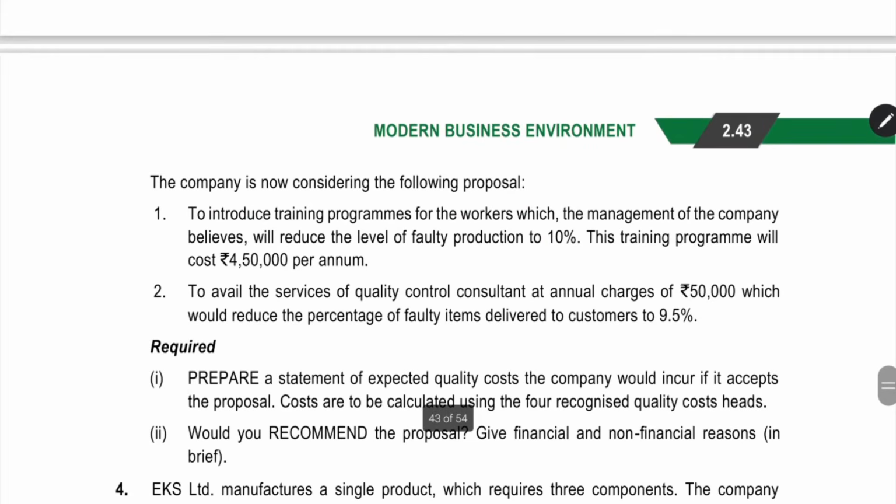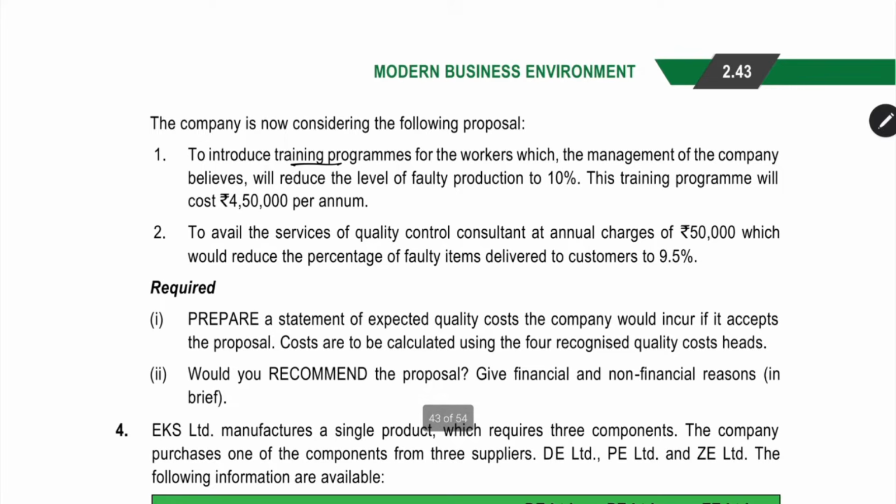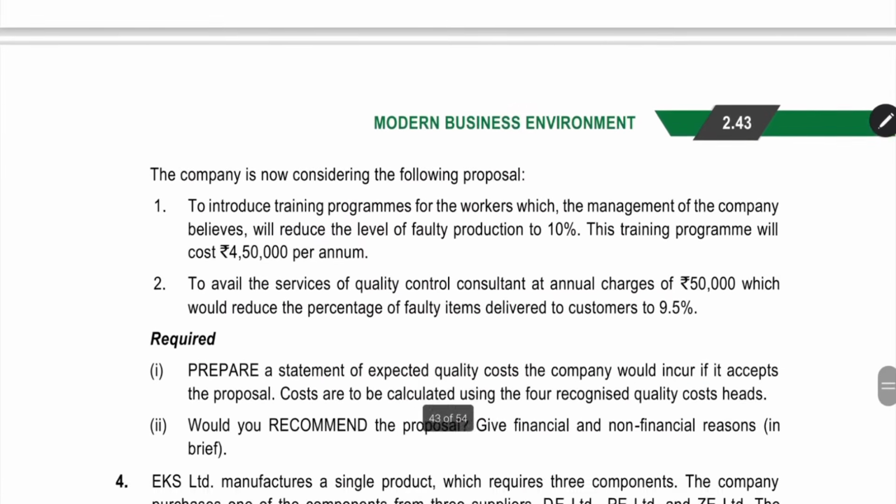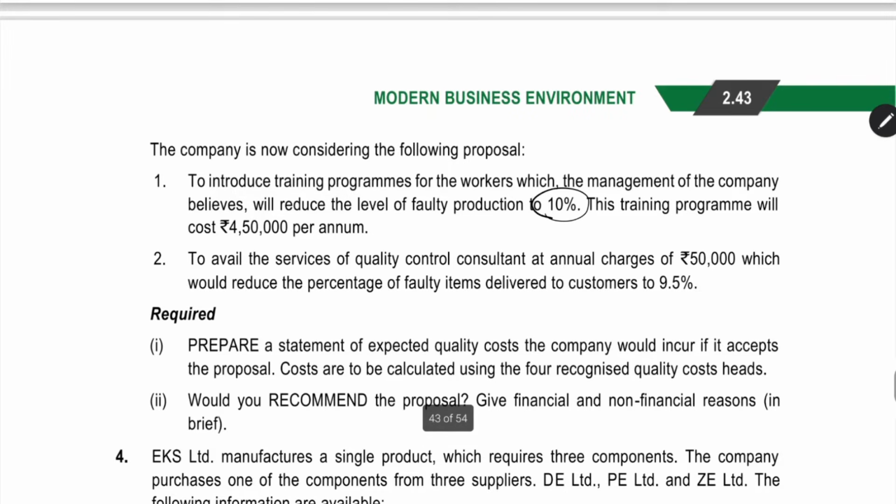Now they are considering a proposal to introduce a training program which will reduce the level of faulty production to 10%. After producing, earlier 20% of the items were discovered faulty, but after the proposal, only 10% will be faulty production. That 20% will become 10%. The next thing is that they are hiring a quality control consultant.